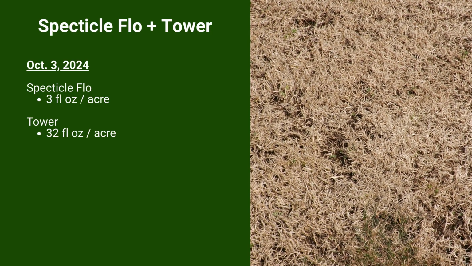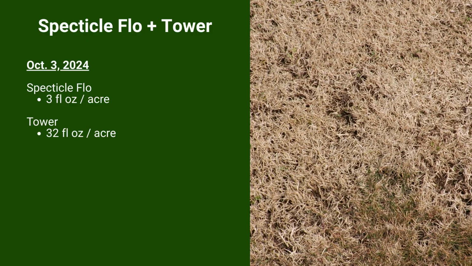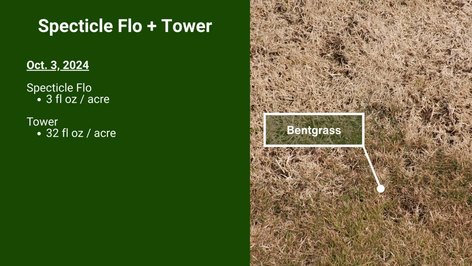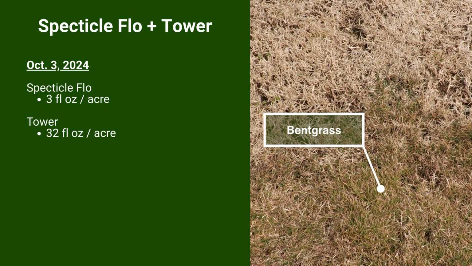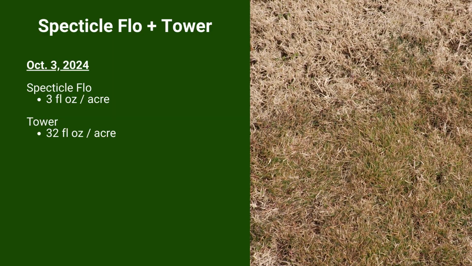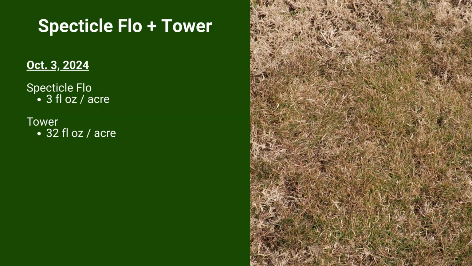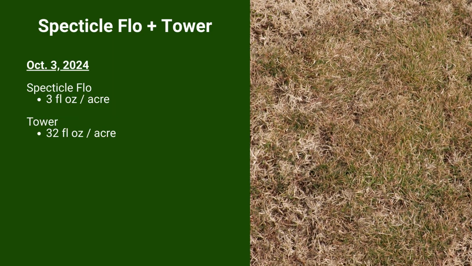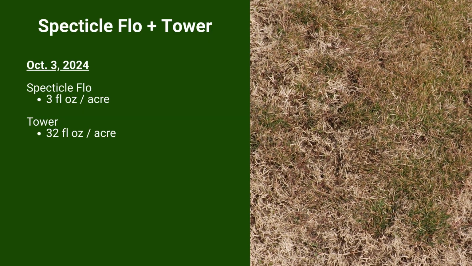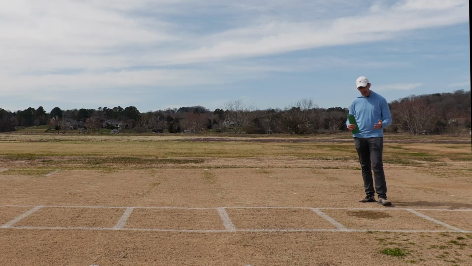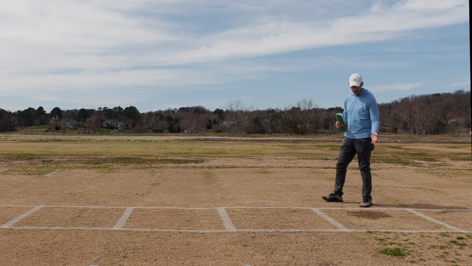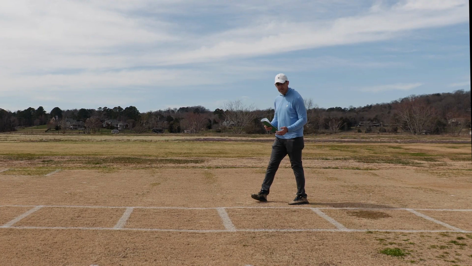We use an emergence model to guide when we make our applications. We know through previous research that POA will germinate and emerge in 419 or in Tifway hybrid bermudagrass, I should say, when soil temperatures are 66 or cooler for a 7-day period, and we have some moisture within that same 7-day period. We start our applications here on October 3rd of 2024. Single application treatment, again, of Specticle Flo and Tower, doing fairly well. We move on to the next plot.